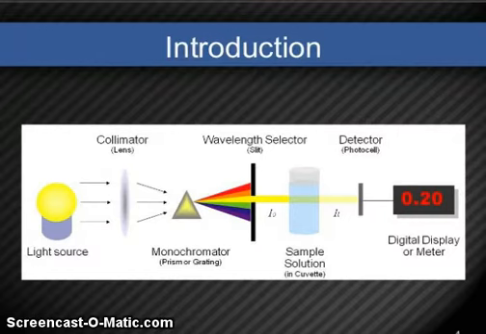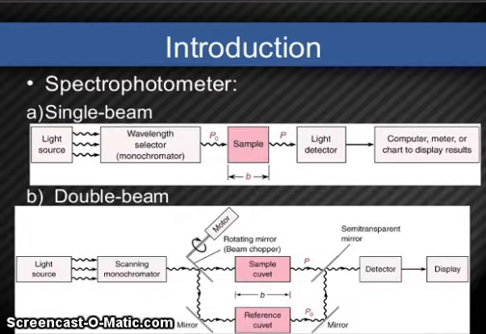You can see here the light source, collimator lens, wavelength selector slit, monochromator prism or grating, sample solution in cuvette, detector photocell, digital display or meters. You can see I0, the initial intensity of light, and after time t, the light. So in single beam: light source, wavelength selector, monochromator, P0, sample, P, light detector, computer, meter or chart to display results.